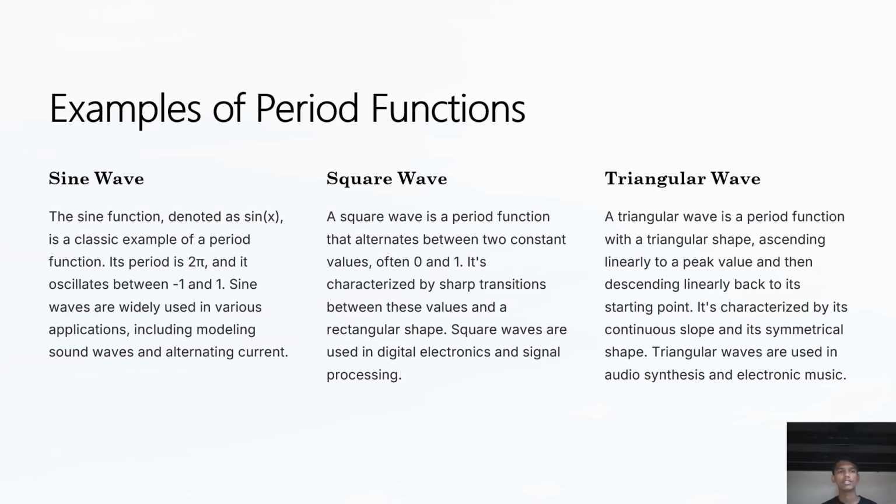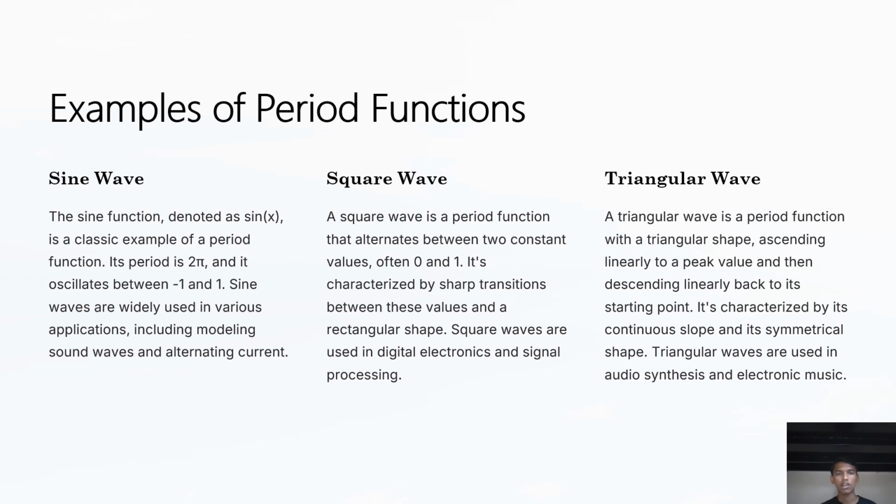Examples of periodic functions. Sine wave. The sine function, denoted as sin(x), is a classical example of a periodic function. Its period is 2π and it oscillates between -1 and 1. Sine waves are widely used in various applications, including modeling sound waves and alternating current.